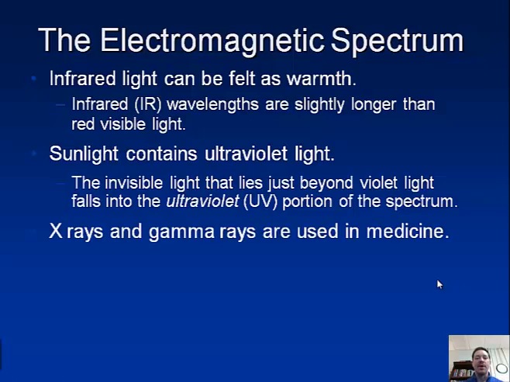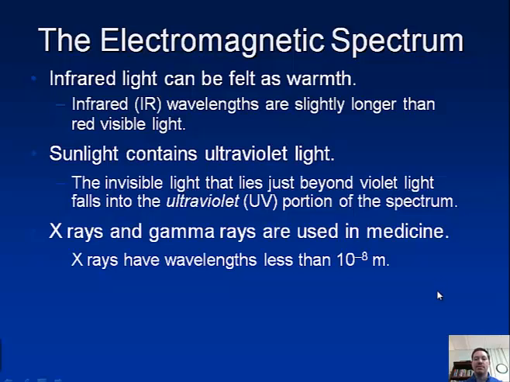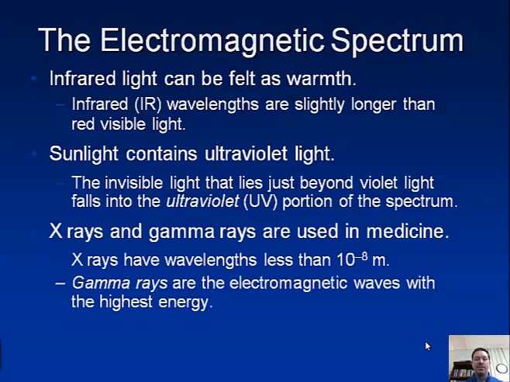X-rays and gamma rays we use in medicine. We're doing X-rays, obviously. X-rays have wavelengths less than 10 to the 8th meters. Gamma rays are electromagnetic waves with very high energy. These are ones that can cause damage to our skin. They're very penetrable.